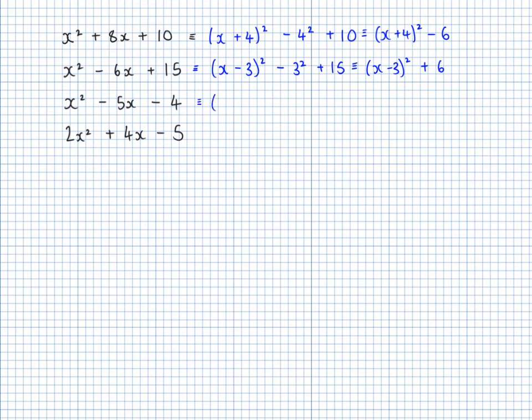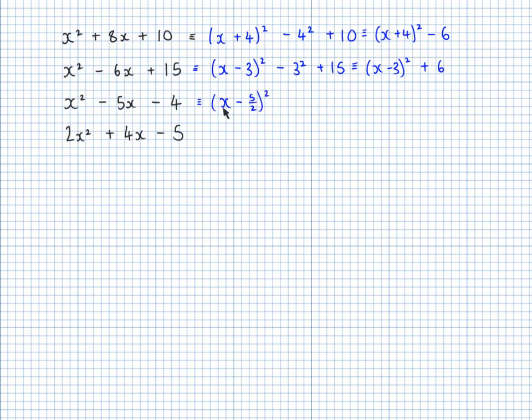This time it's slightly harder because this is an odd number. And halving an odd number, we can't do it, so we need to work with fractions here. So we're going to have x, take away half of negative 5, which is negative 5 over 2. And I need to square that.